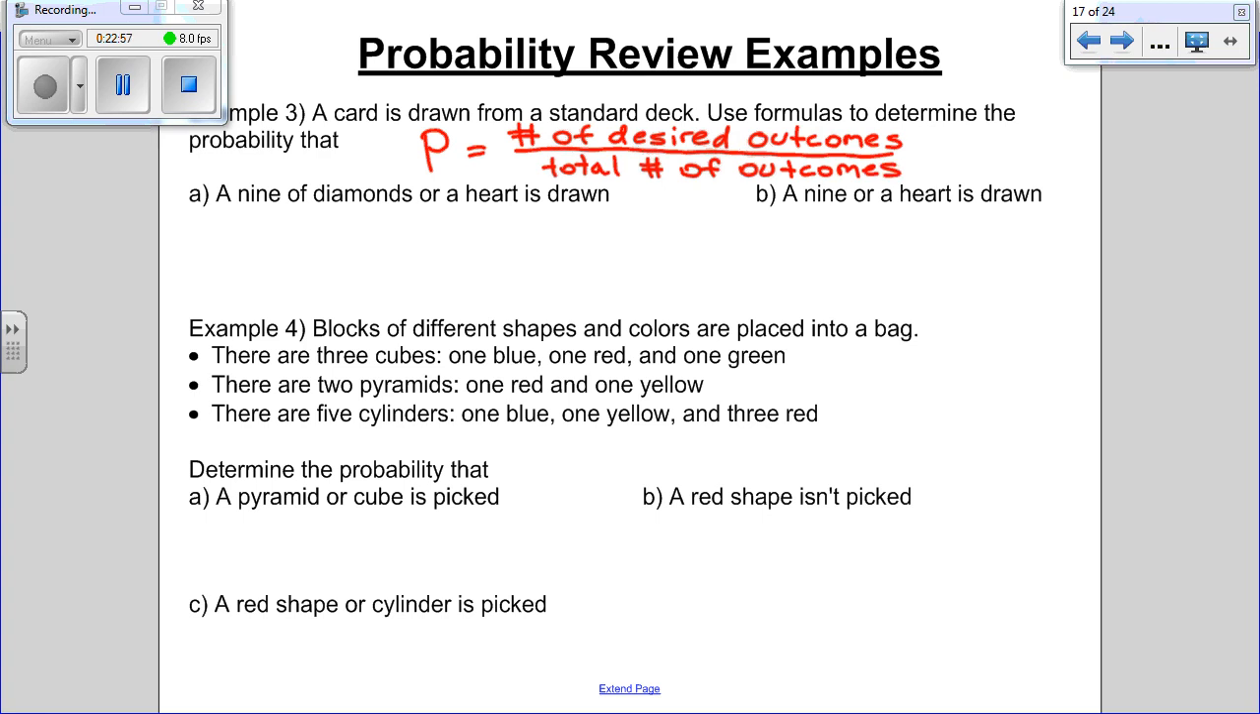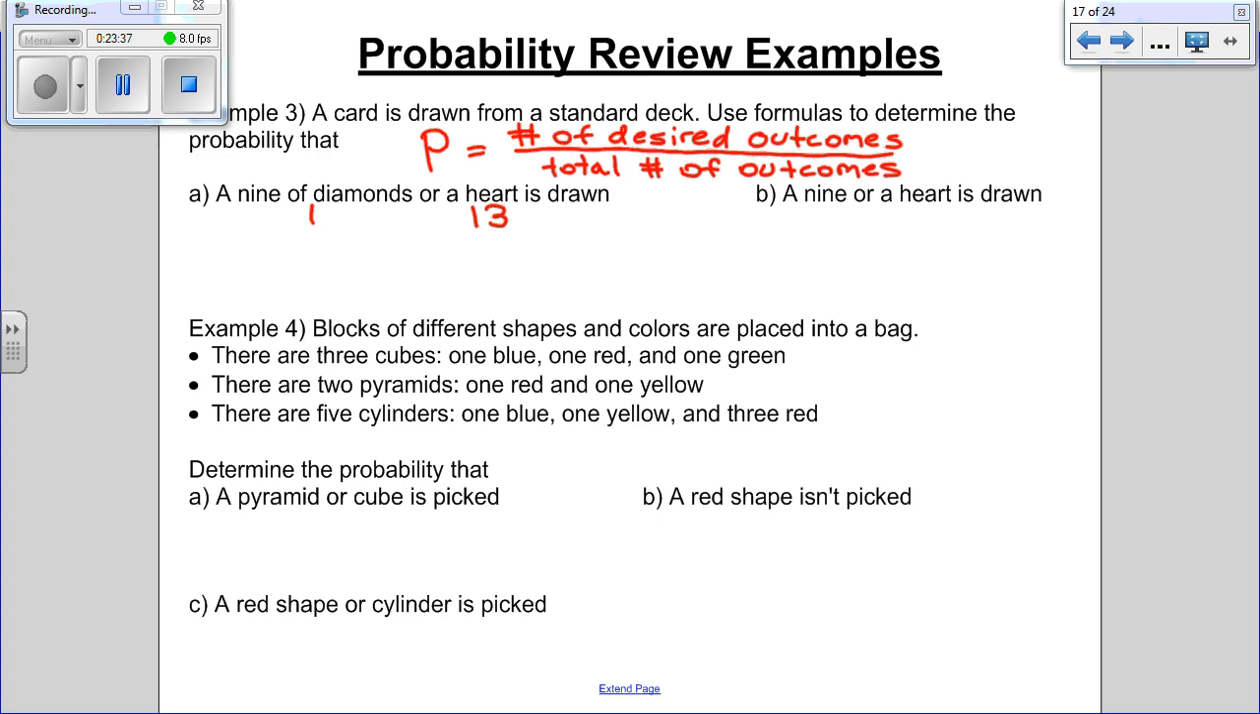So in this situation, we want a 9 of diamonds or a heart to be drawn. So how many possible things get drawn that we would be happy with? 14. There'd be 14 because there's 1 for the 9 of diamonds. And if you remember from that chart we wrote out, there's 13 hearts in it. And these are mutually exclusive things. Nice catch. There's no way that this 9 of diamonds is included in the hearts. Those are mutually exclusive things happening.